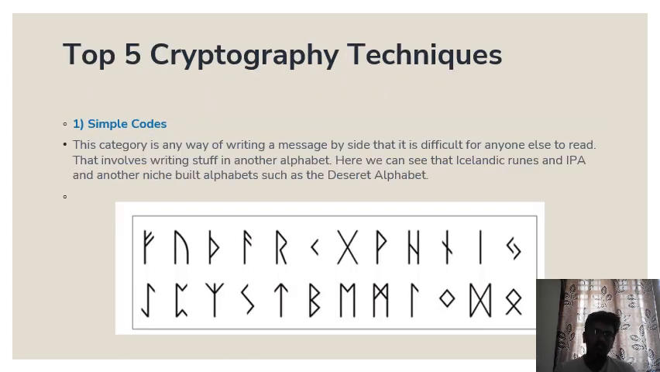Top category of techniques: simple codes. This category is any way of writing a message so that it is difficult for anyone else to read. That involves writing in another alphabet, where we can see Icelandic runes, IPA, and other built alphabets such as the Deseret alphabet. These are some of the symbols in the simple codes.